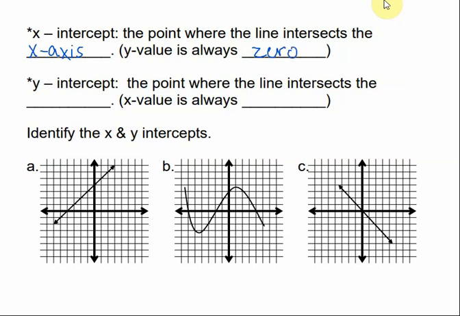The y-intercept is the point where the line crosses the y-axis. So this would be the vertical number line, the one that's going up and down, and in the y-axis, the x value is always 0.